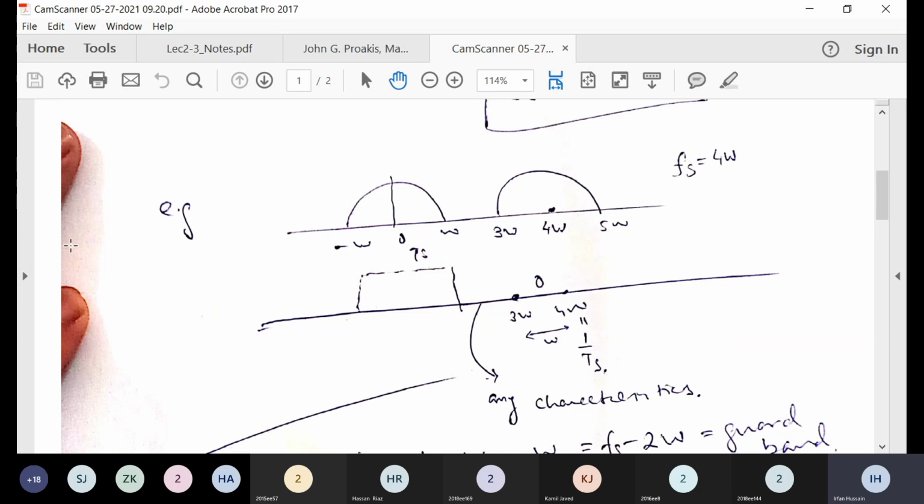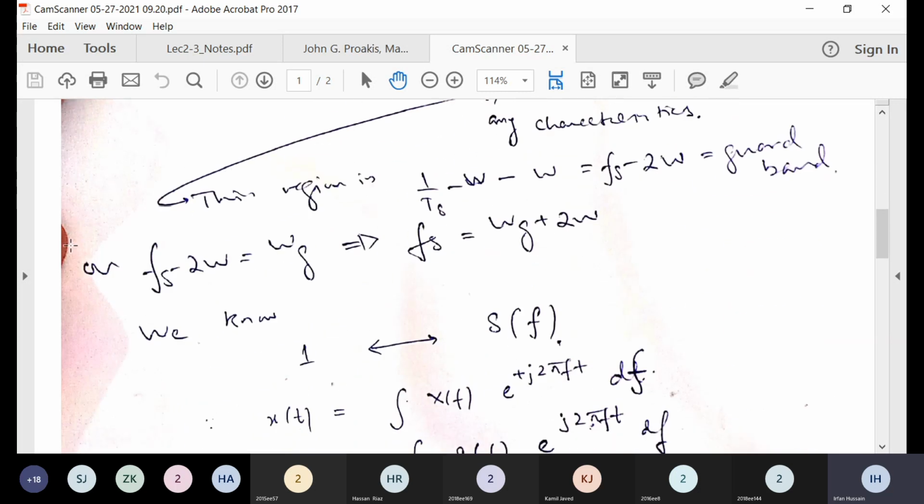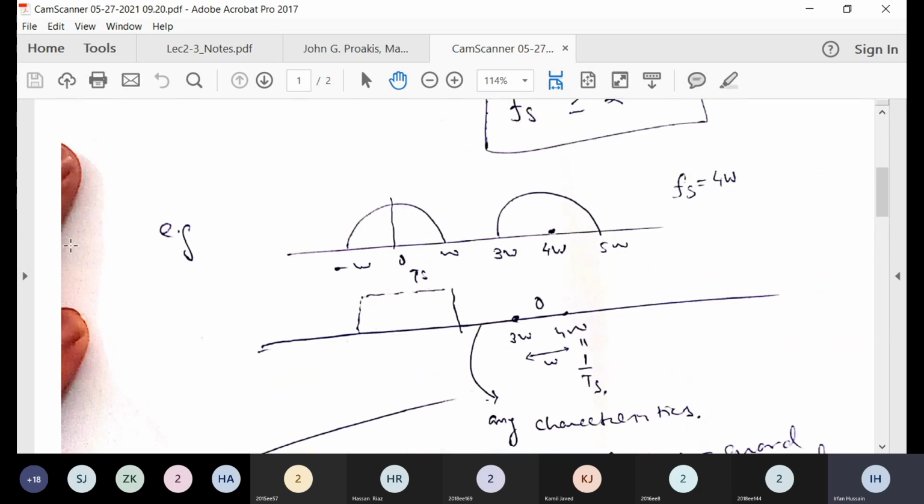We haven't studied this yet, but it has come up early. Anyway, just for the sake of your understanding, you can see here that 4W is your sampling frequency.